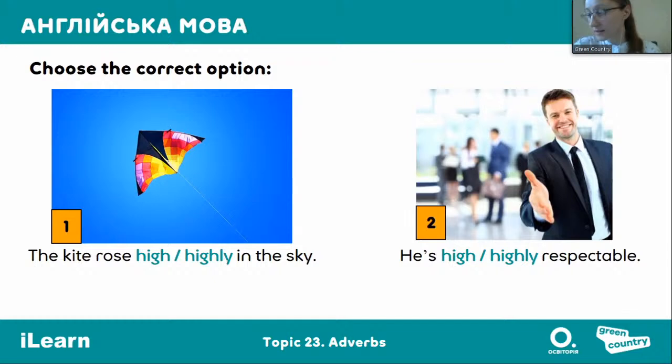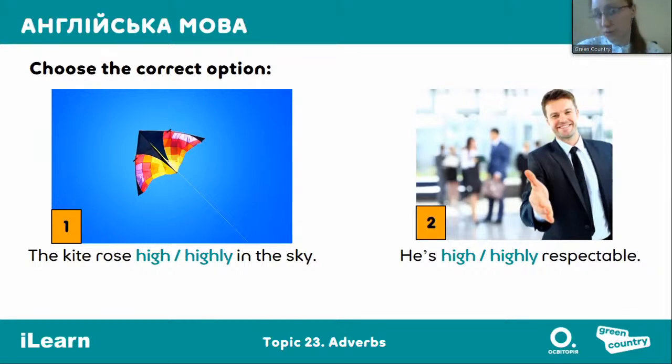High, second, highly. That's right. Okay, I have a question then. What part of speech is high in the first example, and what part of speech is highly in the second example? Яка це частина мови?